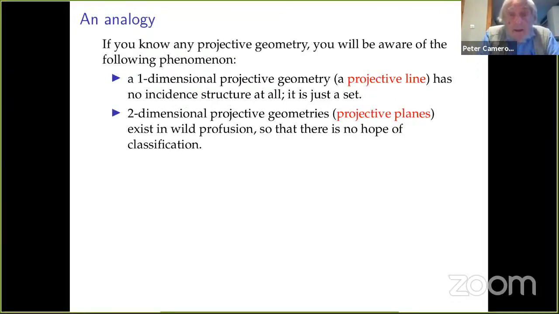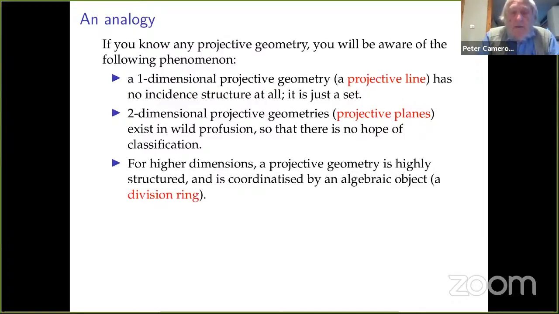A projective plane has points and lines, but projective planes exist in great profusion. There are huge numbers of them, especially in the infinite case. There are free constructions for projective planes. So they're completely wild, and there's no hope of a classification. But as soon as the dimension is larger than 2, suddenly everything becomes very tightly structured. You can coordinatize it by an algebraic object, namely a division ring, a possibly non-commutative field. So this is the way that things look in projective geometry.